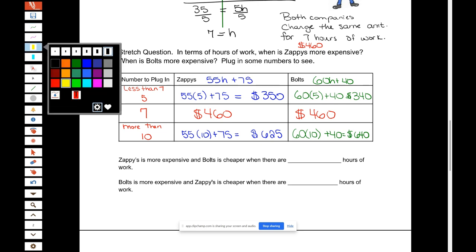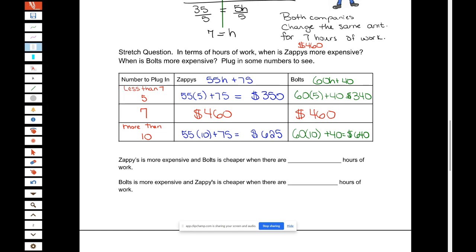So let's look at who's more expensive and when. We can see, because it's talking about more expensive, not less expensive. So I'm going to highlight the more expensive ones. They could ask you who's less expensive. So if it's less than 7 hours, for instance, 5, Zappy's is more expensive. If there are more than 7 hours, and let's say we're using 10 as an example of something that's more than 7, it looks like Bolts is more expensive.